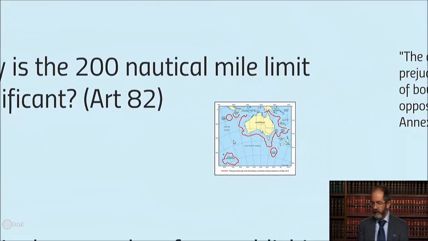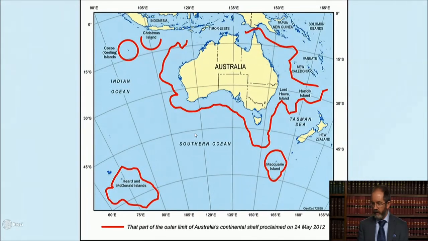One question here is, well, we start with the 200 nautical mile limit, and that could encompass quite some extent of a state's coastal territory.